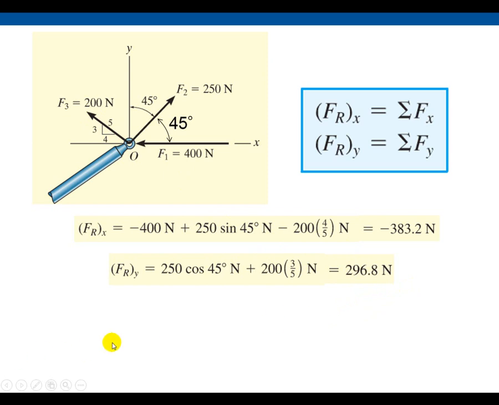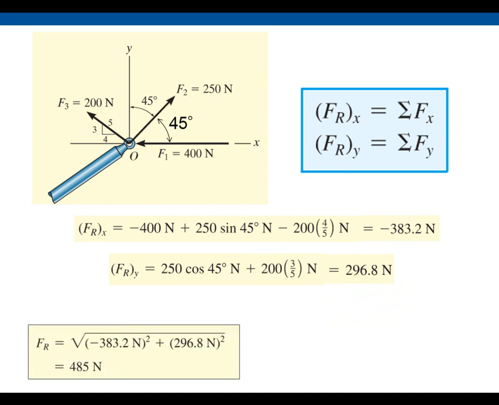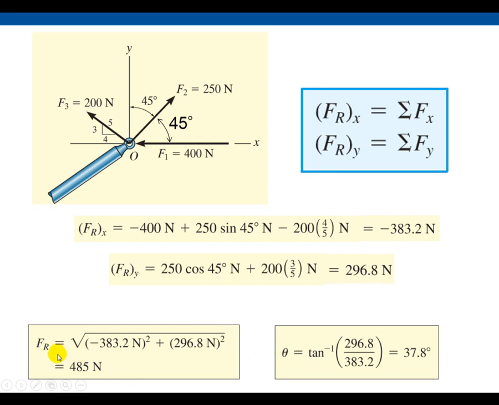To calculate the magnitude of the resultant force Fr, square root of minus 383.2 Newton squared plus 296.8 Newton squared, then we can calculate 485 Newton. To calculate the direction, we can use arctangent. So you can see that 268 over 383.2. So that is 37.8.